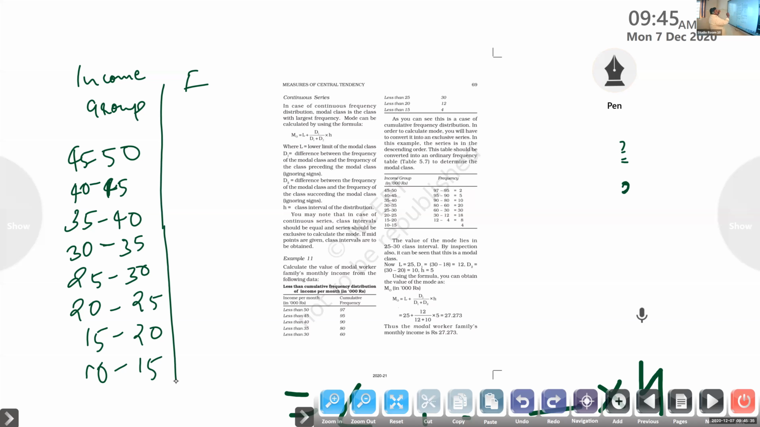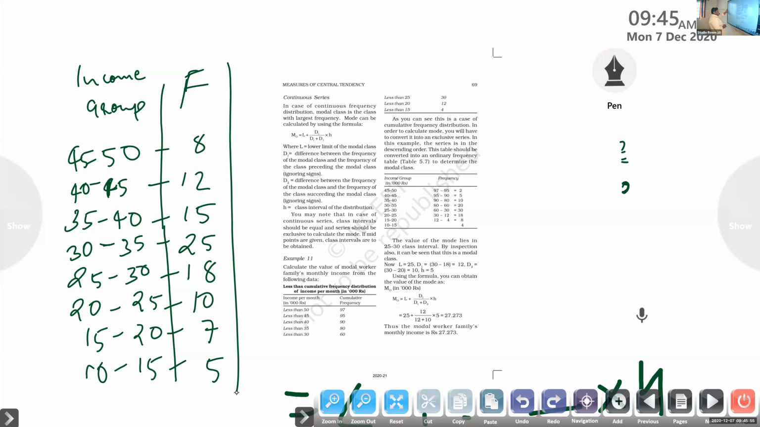Okay, the frequency I'm changing here. Frequency is equal to 8, 12, 15, 25, 18, 10, 7, 5. Okay, just complete this.